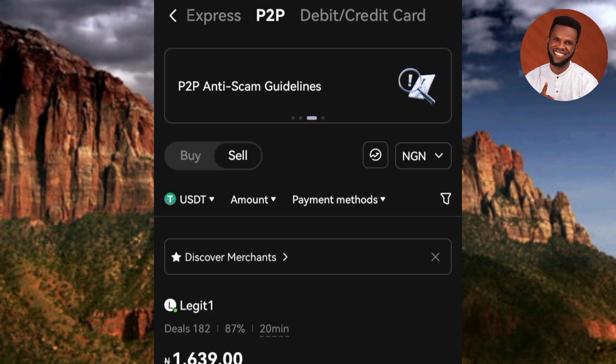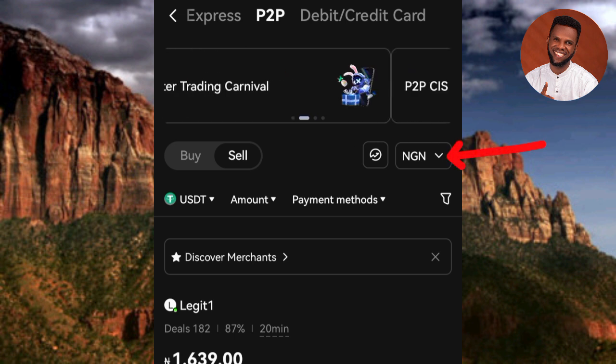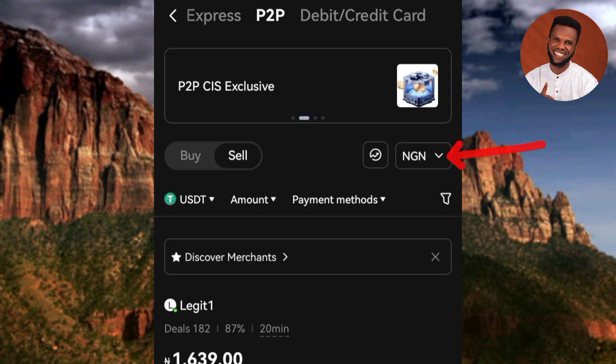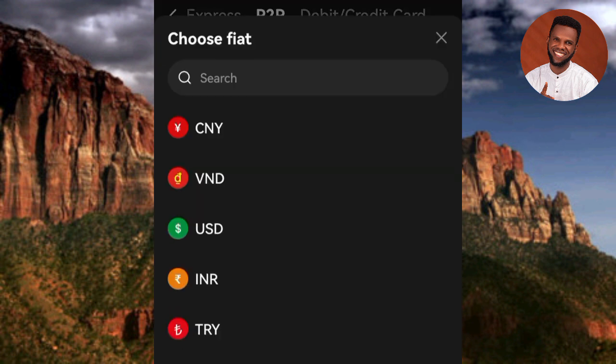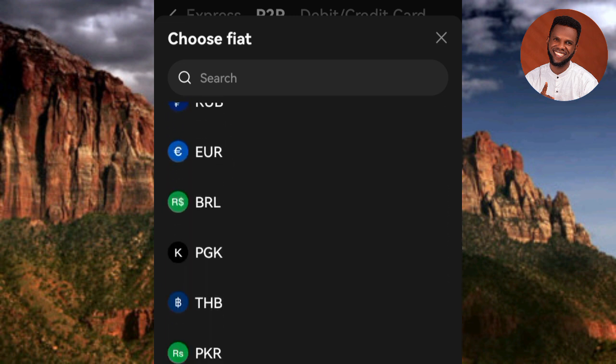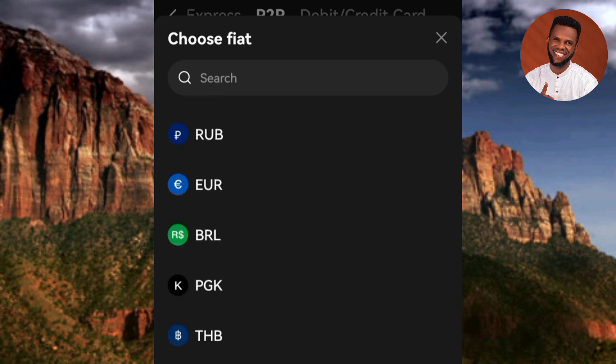Then the next step you have to take is to choose your currency, the currency of your country. You can see right there the Nigerian naira is selected because I'm from Nigeria, so you have to select your own. If you're from another country, you have to select your country's currency. You can tap on it. You can see that there are different currencies right here. You have to select your own currency for your country. So let me cancel out now.